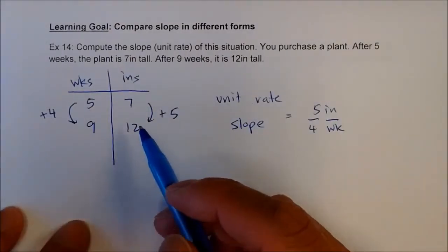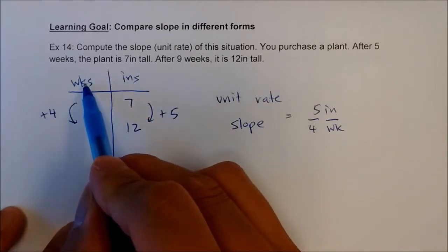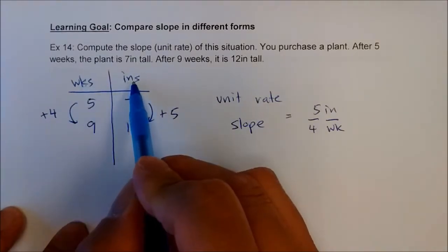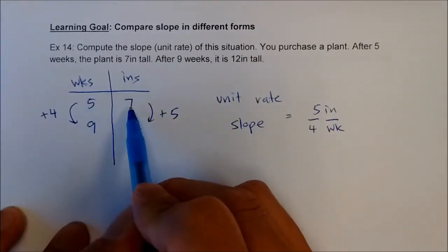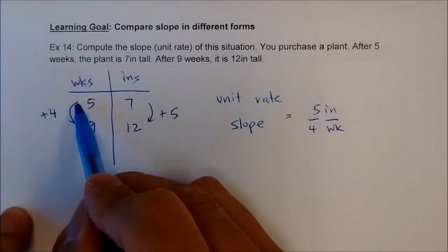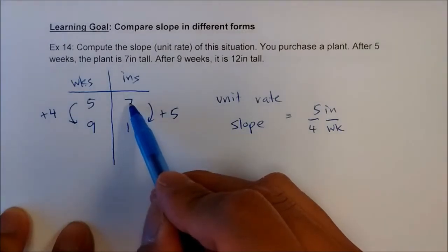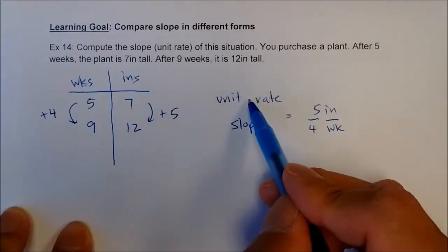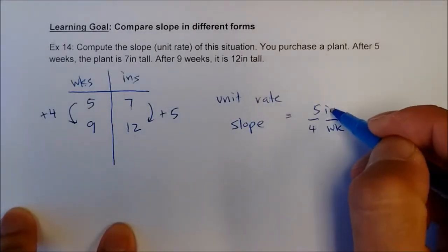So here's what I came up with. I made a table of values, and the input value was the weeks and the output value was the inches. For 5 weeks they were 7 inches tall. At 9 weeks, the plant was 12 inches tall. That's an increase of 4 weeks from 5 to 9, an increase of 5 inches from 7 to 12. So the unit rate, which is also the slope, is 5/4 inches per week.